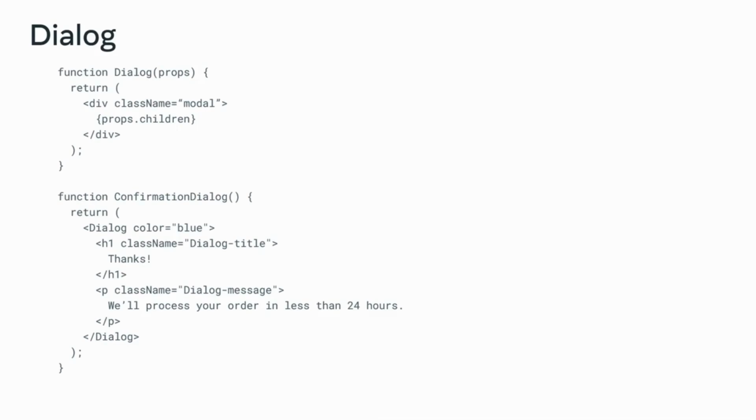This example also showcases the second feature of component composition, specialization. Specialization defines components as being special cases of other components. In this example, the confirmation dialog is a special case of dialog.